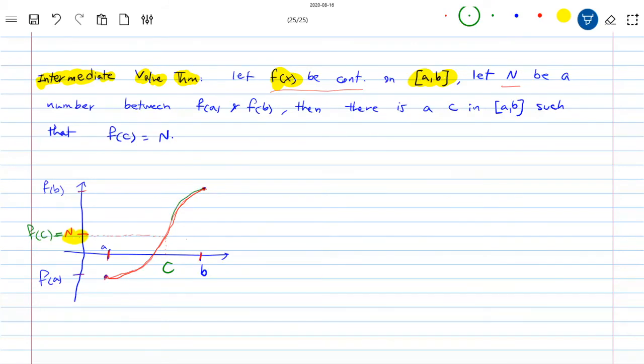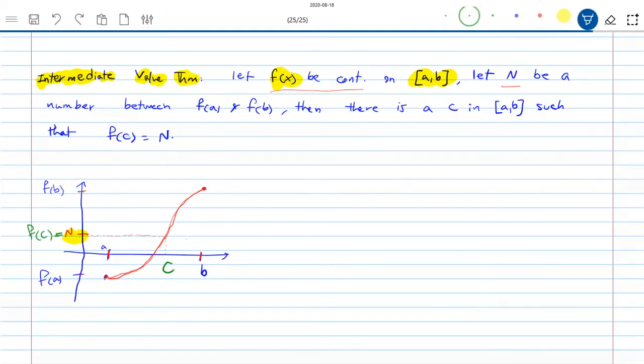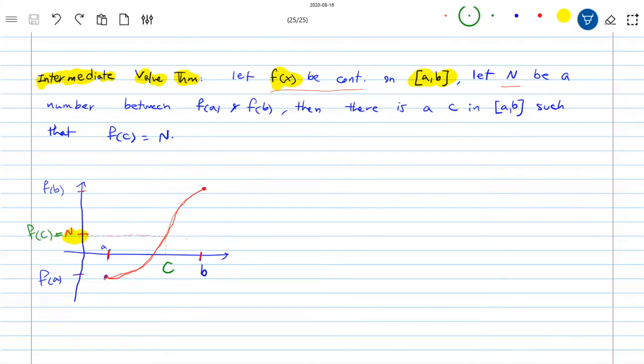Maybe the curve goes around and comes back, something like this. So there are multiple points with that y value of n. Okay, but at least there is one point where the y value is exactly n, as long as n is between f of a and f of b. This is one property of continuity.